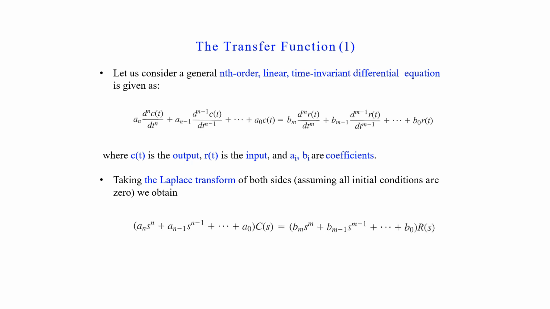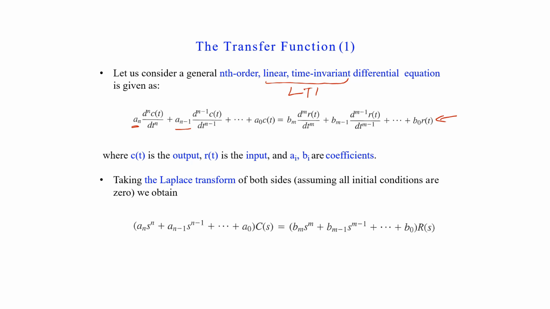So in this course, generally we will deal with linear time invariant systems, LTI systems. And the LTI systems can be represented by constant coefficient differential equations like this one. The constant coefficient means that these coefficients do not depend on time. They do not vary with time. So in this differential equation, C of t is the system output, R of t is the system input, and ai and bi are coefficients.